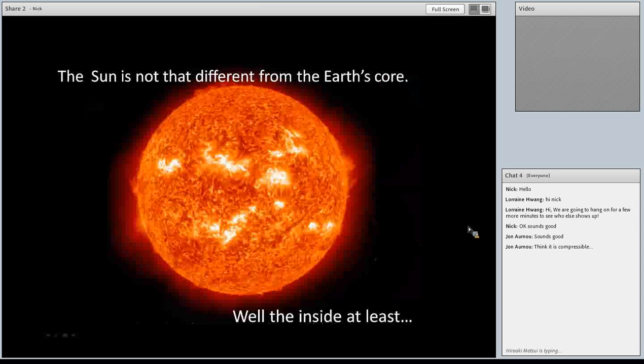Okay. So what's interesting is that the Sun is actually not that different from the Earth's core, at least on the inside in the convection zone, if you want to model it.